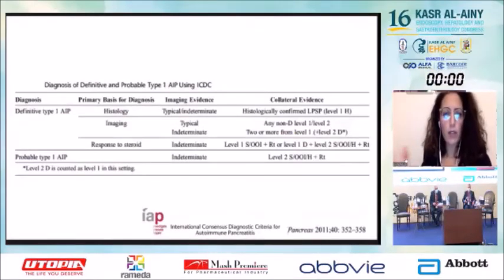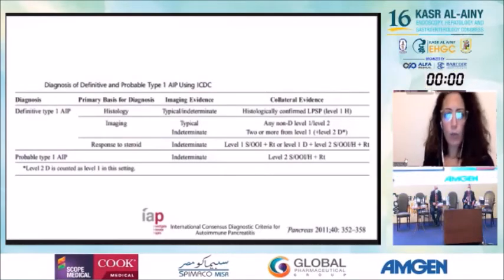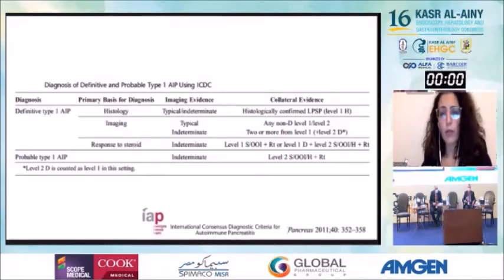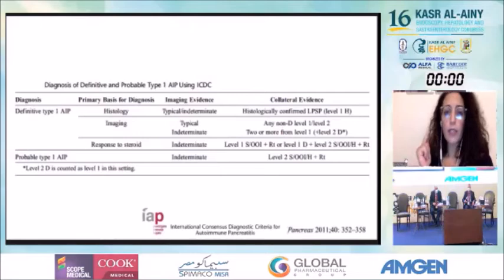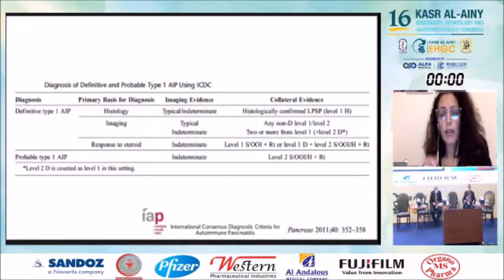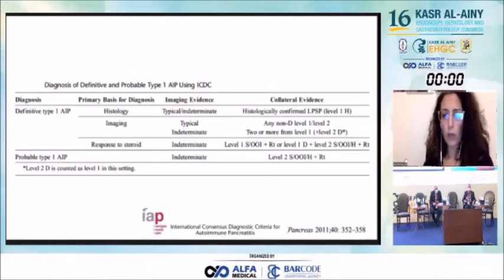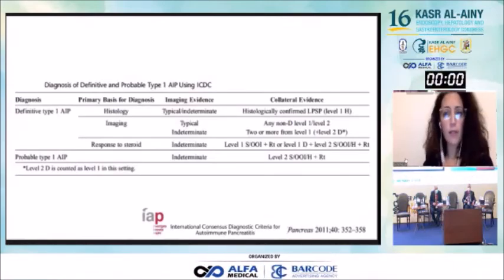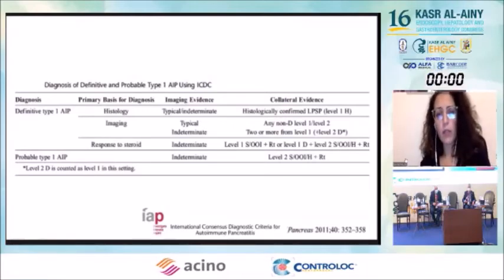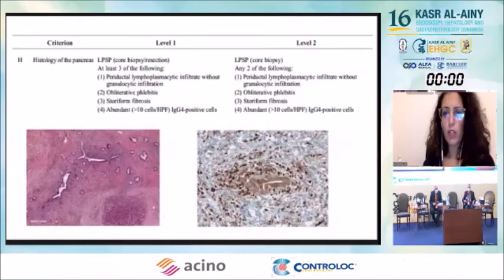And there is a consensus for diagnosis of IAP, and for type 1, it is definite or probable, including all the features that I've told you about, including histology, imaging, serology, response to steroids, and other organ involvement. I haven't come yet to response to steroids, but I can do it right after. It is the 2011 guidelines, and they are still the only validated criteria for diagnosis. There are other criteria in the Japanese guidelines and also in the Mayo Clinic guidelines that are consistent, and the same features are used.